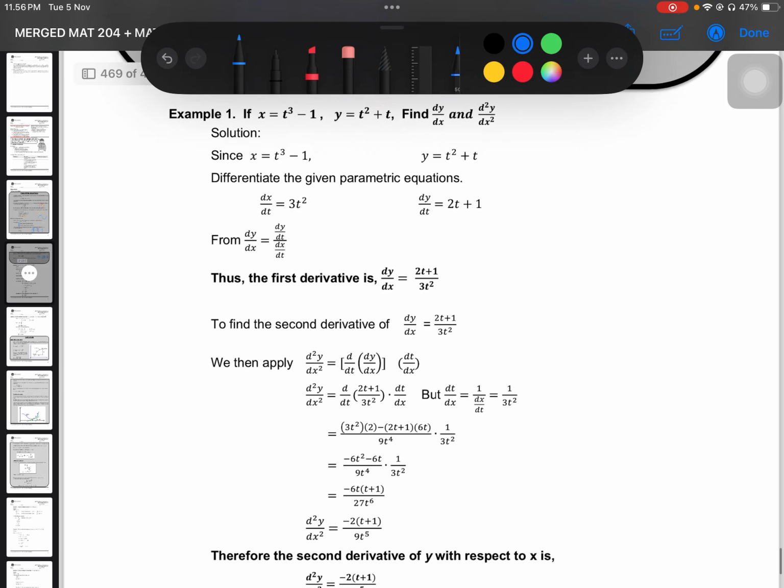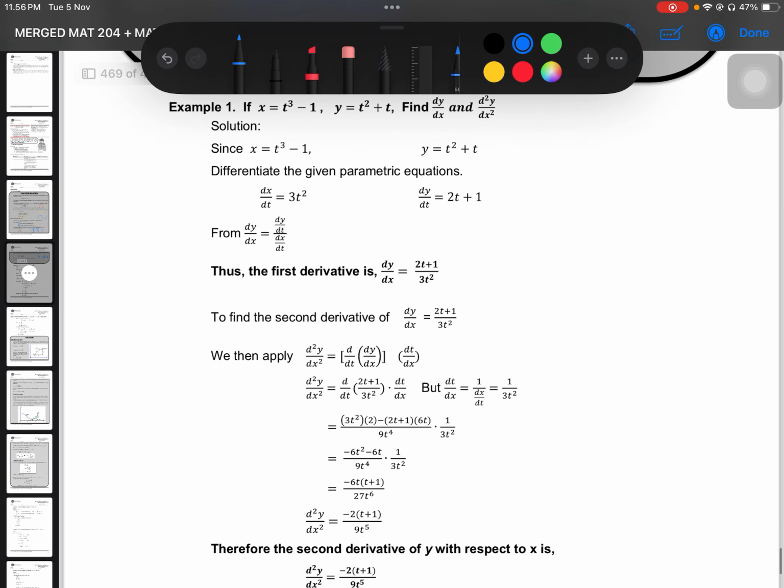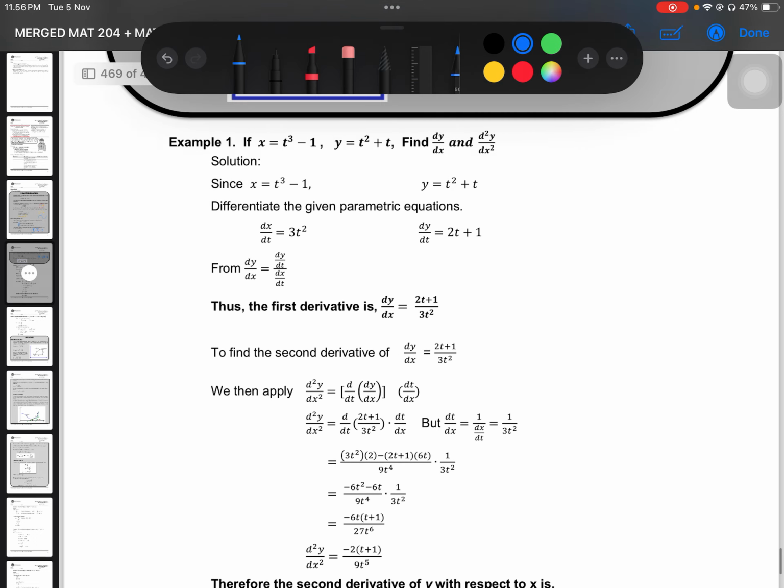Okay? So, para mas maintindihan natin siya, let us have this example. So, sabi sa atin dito sa example natin, if x is equal to t cubed minus 1, y is equal to t squared plus t, find dy over dx and d squared y over dx squared.